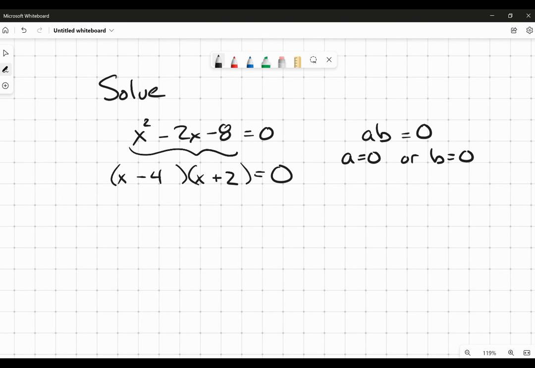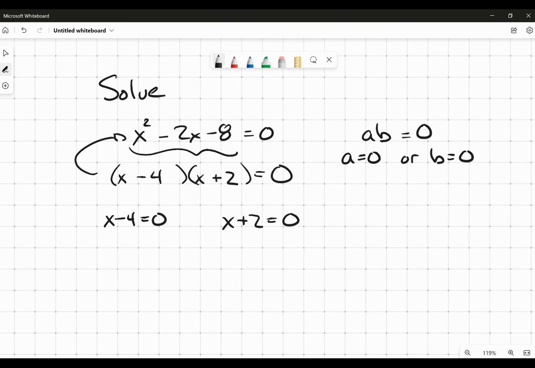So x minus 4, x plus 2. If you expand this out, if you distribute both terms in the x minus 4 over both terms in the x plus 2, you will get back the x squared minus 2x minus 8. Perfect. Because I've got these two binomials multiplied together equaling 0, I know that either the first one is equal to 0 or the second one is equal to 0. This works either way. The product will end up being 0.